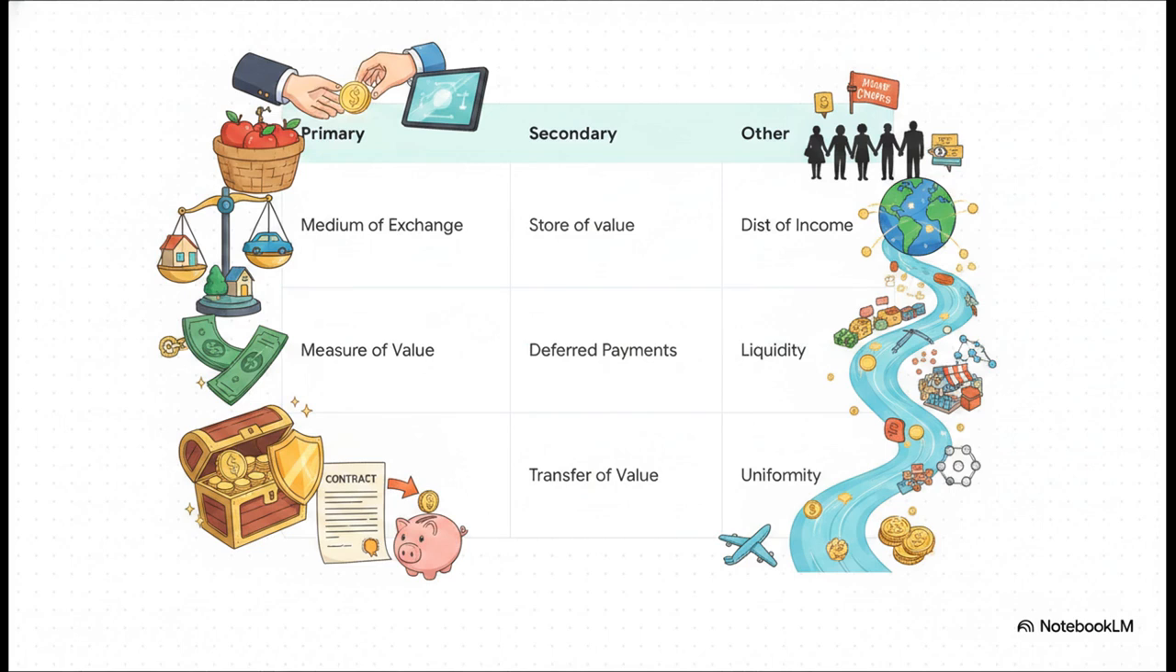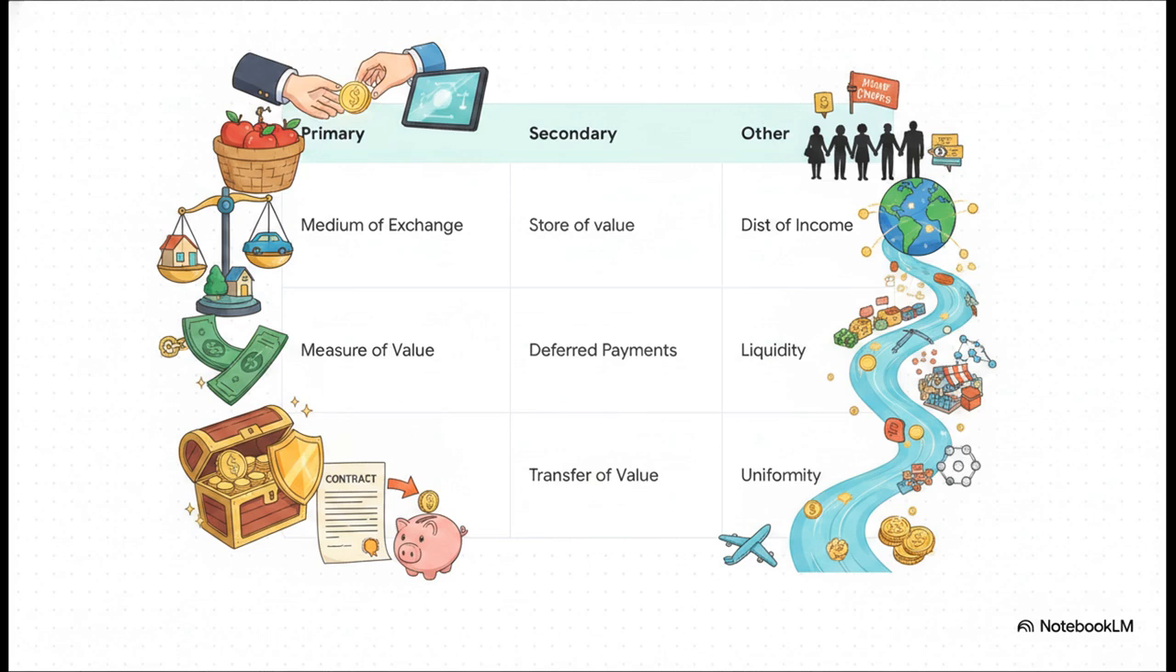It also acts as a measure of value. Remember the whole apples and chairs problem? Now both of them just have a clear, simple price tag. Secondary functions give us real superpowers, like a store of value so you can hold on to your wealth without it literally rotting away. It allows for a standard of deferred payments, meaning we can easily calculate future loans, and it allows for the transfer of value across massive distances.